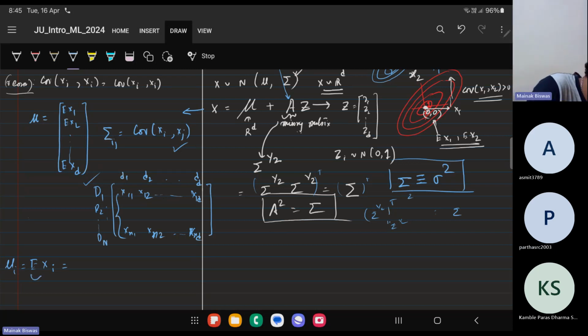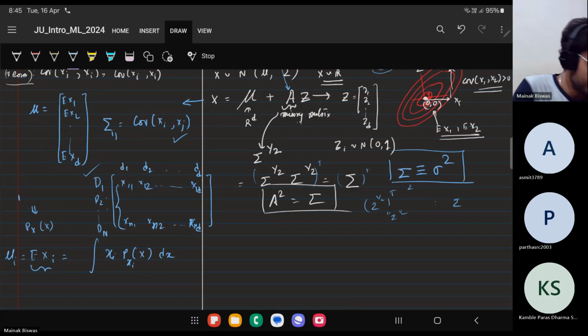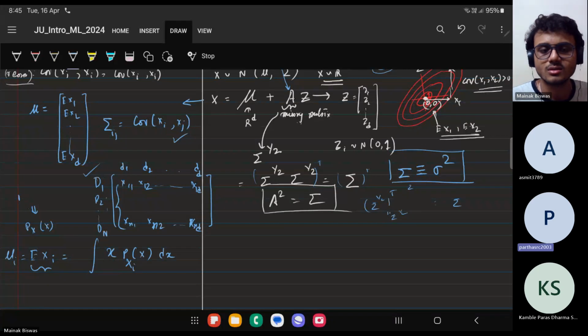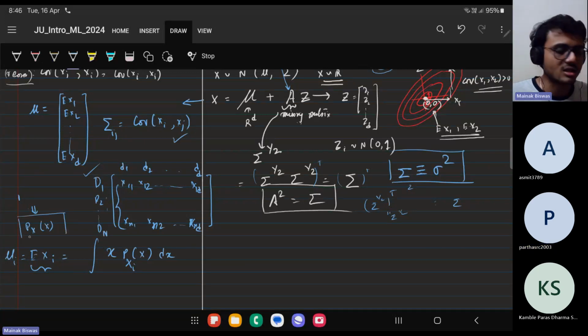Do I have the actual probability P of x? Normally this is the integral of xi p of xi x dx, right? This is the expected value, yes or no? Yes. But do I have access to the probability distribution? We have assumed it to be normal. P of x, do I have the distribution of P of x?